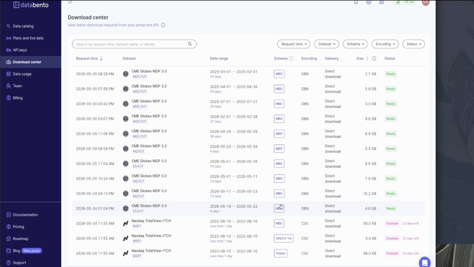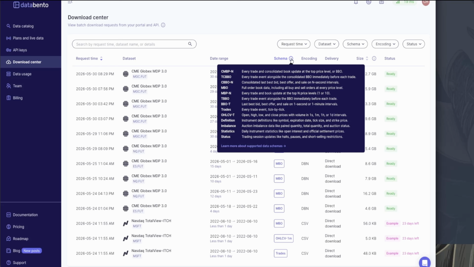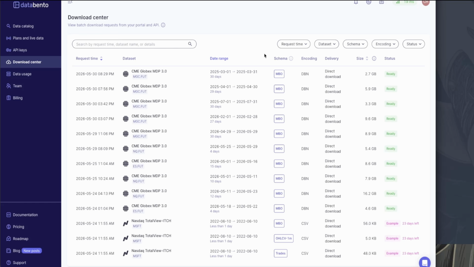This is MBO data. This is market by order. This is every single order that got routed through the CME. The schema is MBO. Now, MBO is full order book data, including all buy and sell orders at every price level. Okay. Just the month right here of 0301, the size was 2.7 gigs. As you can see, these are large files, 16.2 gigs right here for the NQ.